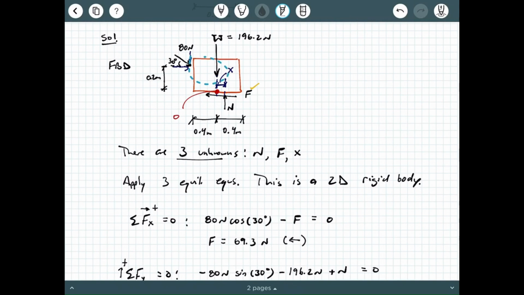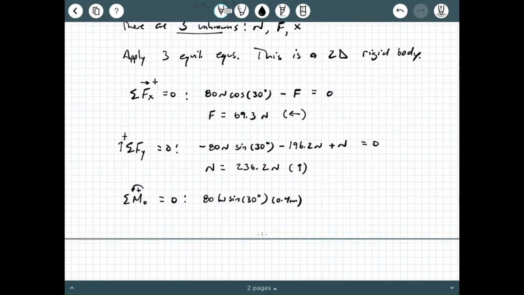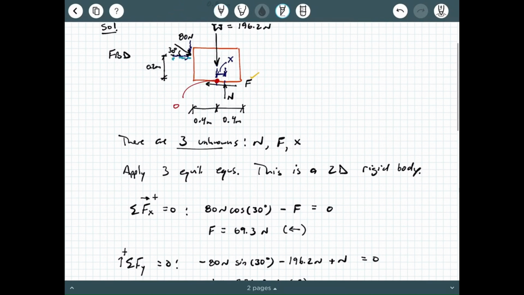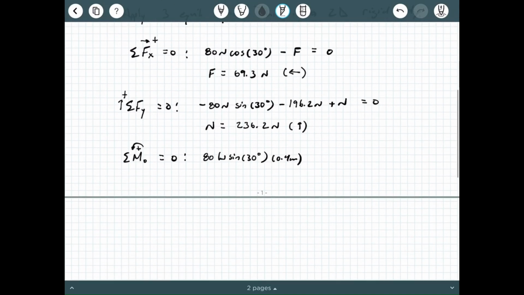And that's tending to cause a counterclockwise tendency of rotation, so that's positive. What about the horizontal component? The horizontal component is here. That's tending to cause a clockwise tendency of rotation. So we're going to say minus 80, I've been saying kilonewtons, haven't I? It should be newtons.